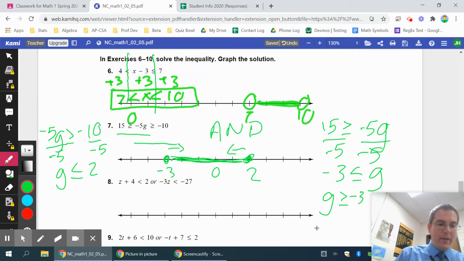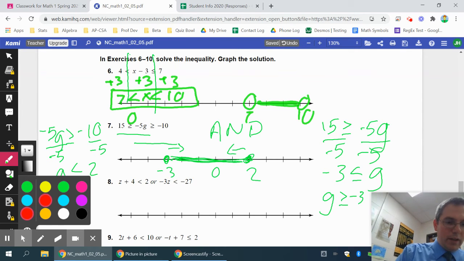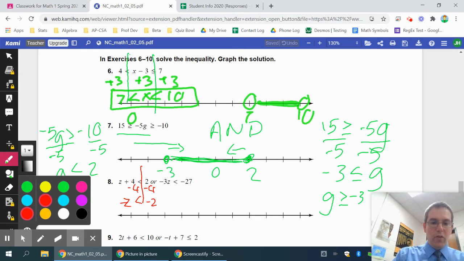So let's go ahead and try that. On number 8, I can just solve each of those. So subtracting 4 there would give me z is less than negative 2. This is probably the easiest kind. On this one, I have to divide by negative 3. When you divide by a negative, you flip the sign. So that is z is greater than positive 9.